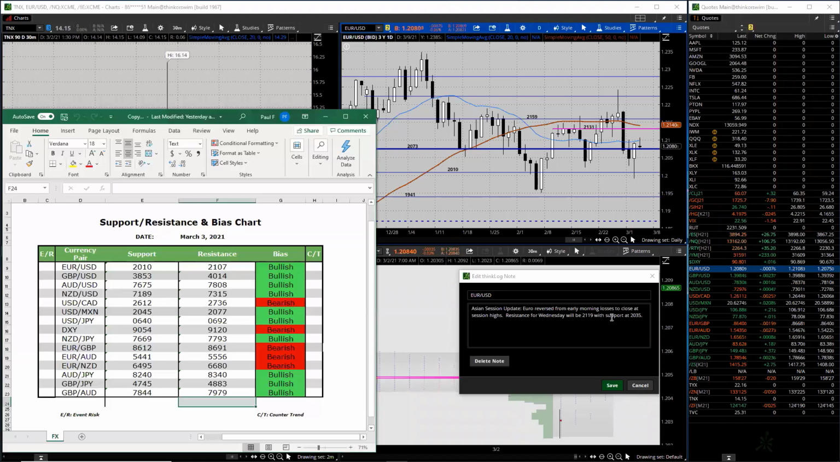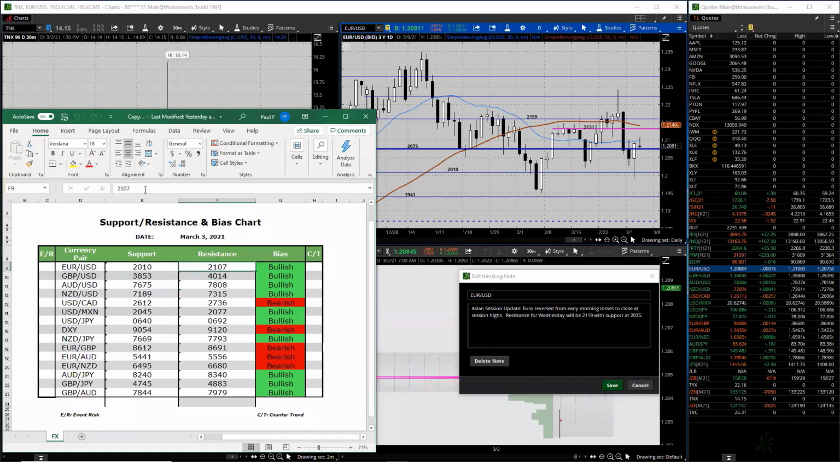So the euro reversed from early morning losses to close at session highs. Resistance for Wednesday would be 21.19 with support at 20.35. Here's our 21.07, and you can see right there, they got to 21.08. I was almost going to leave that here, but considering how strong they closed yesterday, I had to kick it up a little bit higher. I didn't think I should move it all the way up to 21.31, so I came up with 21.19.